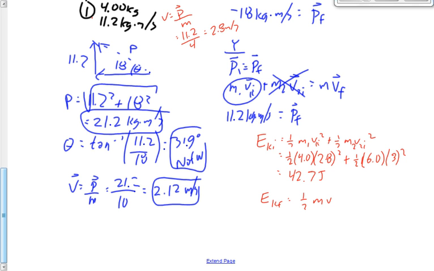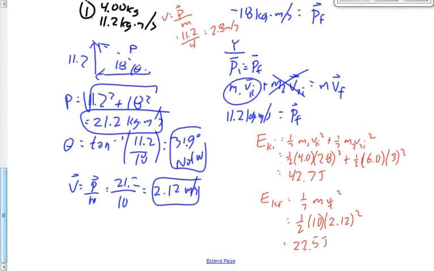This one's easier because it's just 1/2 mv_f squared. The combined mass is 10 kilograms, which is also an easier number to deal with. V_f was, what was V_f? 2.12. So now we're going to say 0.5 times 10 times 2.12 squared gives me 22.5.